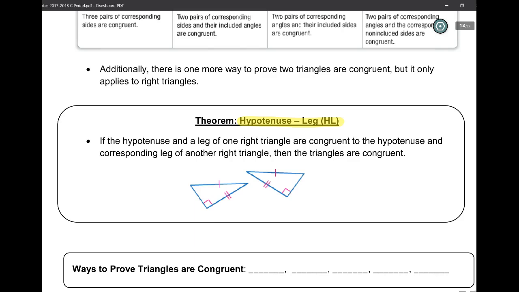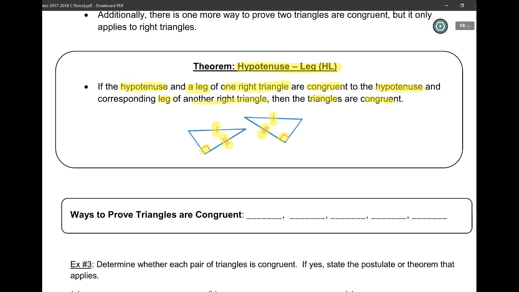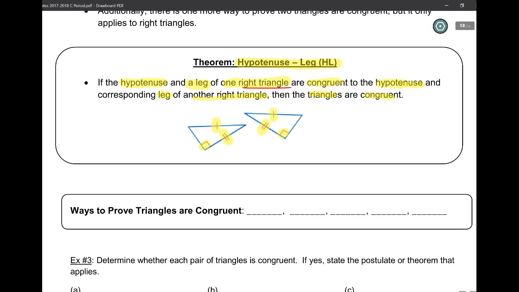This tells us if we have a hypotenuse. Now, if there is a hypotenuse, then we have to be referring to right triangles. So this says if the hypotenuse and one leg of a right triangle are congruent to the hypotenuse and the leg of another right triangle, then the triangles are congruent. So you'll notice here we have the hypotenuse of one is congruent to the hypotenuse of the other, and then one pair of corresponding legs. Again, this only works if you have a right triangle.